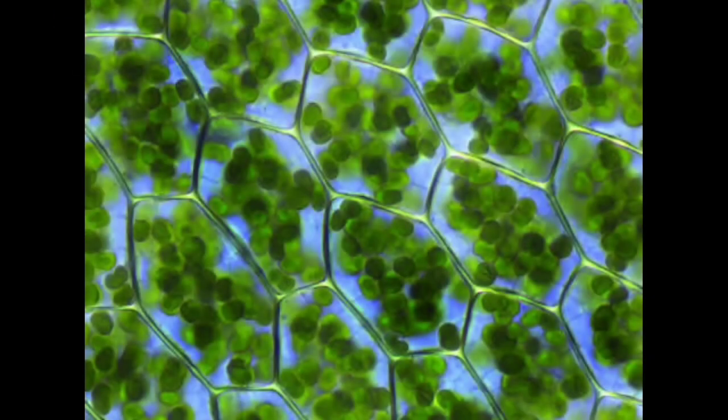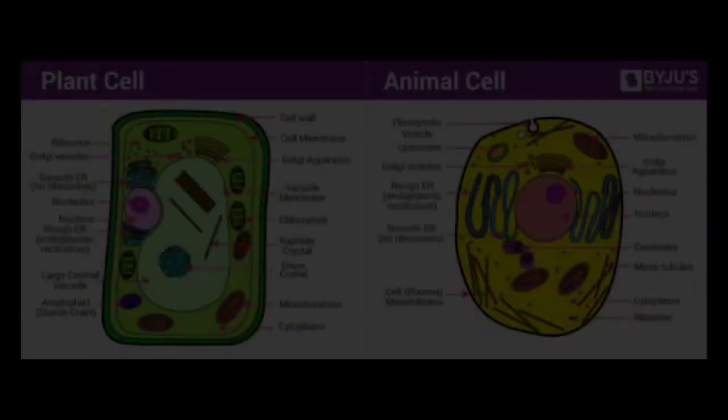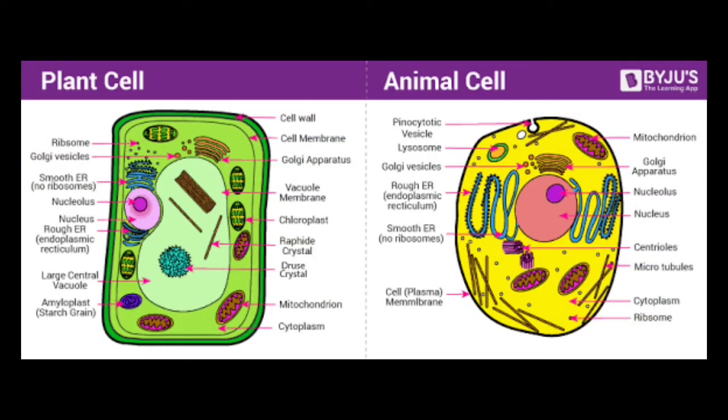Table 8.1, a comparison of plant cell and animal cell. Here the first part given is the cell membrane, which is present in both plant cell and animal cell. Cell wall, which is present in plant cell but absent in animal cell. Nucleus, which is present in plant cell and animal cell. Nuclear membrane, which is also present in plant cell and animal cells. Cytoplasm, present in plant cell and animal cells.